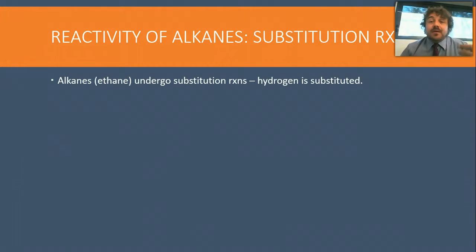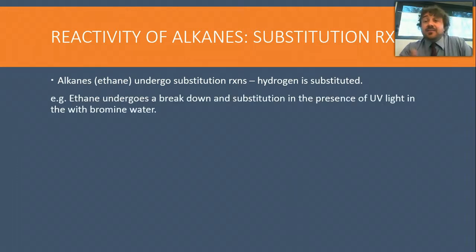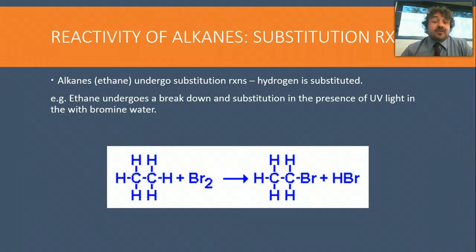Alkanes, on the other hand, undergo substitution reactions. Because they're saturated hydrocarbons already, they're paraffins, there are no extra spaces and no extra electrons for those carbons to share, so you've got to swap a hydrogen out with something else. For example, ethane undergoes a breakdown in the presence of UV light with bromine water. You can see we've used the same halogen as our example. With UV light, what you end up with is 1-bromoethane and hydrogen bromide.